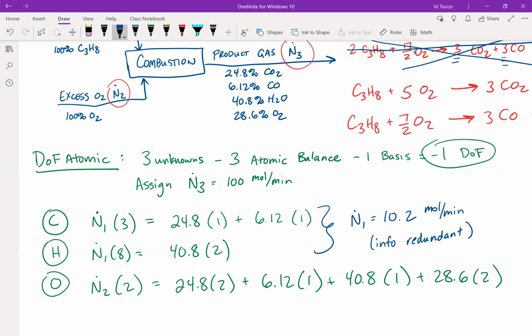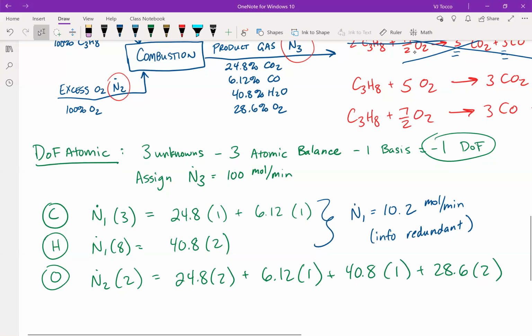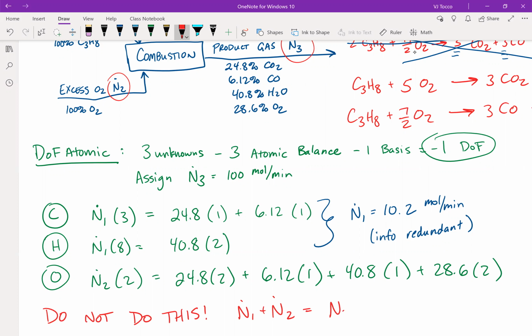It actually means that I didn't have to specify everything that was in the outlet stream, but the problem gave me more information than I needed to solve, and it works out in the end. Okay, now let me caution you again of what not to do. So when you do an atomic balance, even though you are ignoring the reaction, what you should not do, I'm gonna write this in red, so I see this mistake all the time, do not do an overall mole balance. Do not say that N1 plus N2 is equal to N3, like we did for a non-reactive balance. And ask yourself why I shouldn't do that.